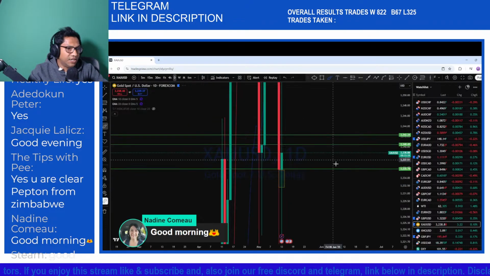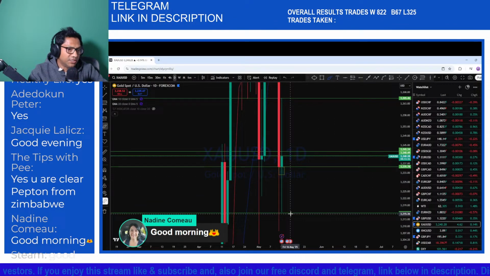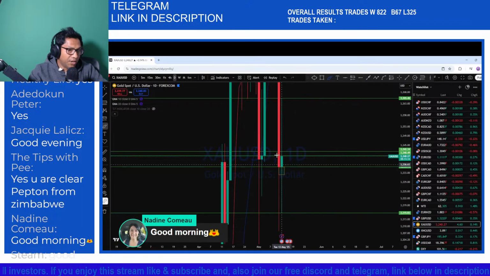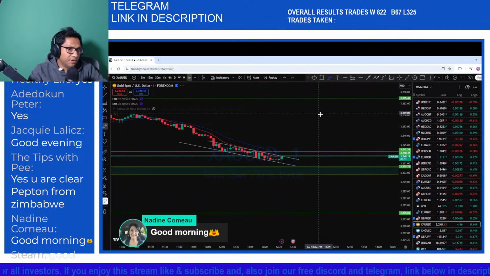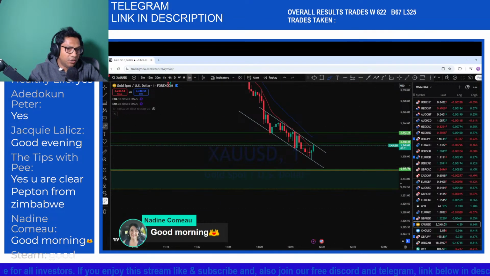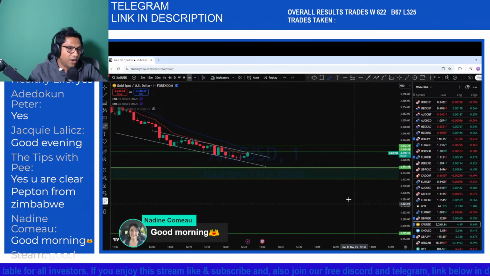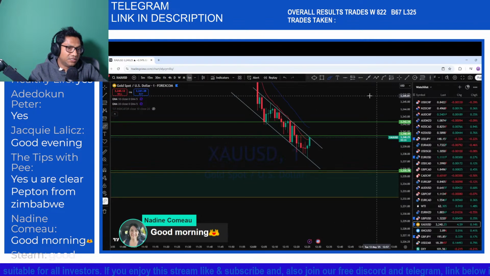And this is the daily low, this is the daily support, and this is the daily low. So if the market breaks below, we might even see it breaking this daily low, which is 3215, if it gains enough momentum.